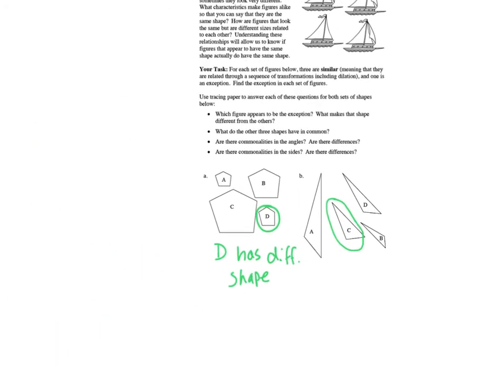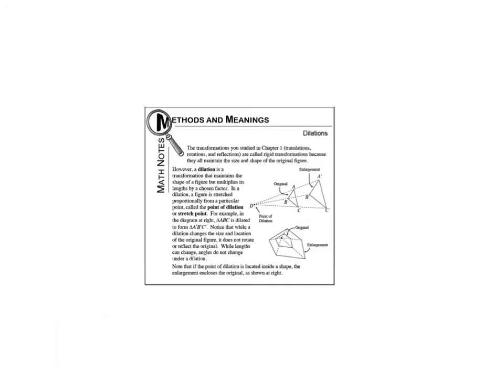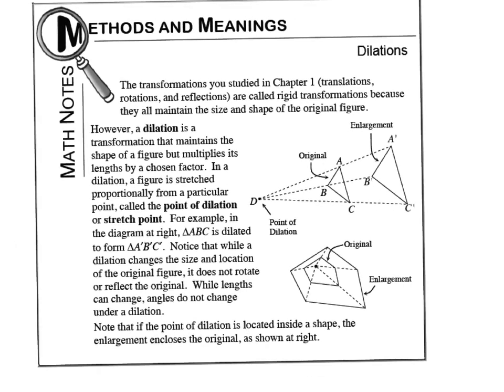And so the big idea that I wanted to get across today was looking at the last thing, the math notes, and this is something that I would recommend writing down. It's just worth highlighting in terms of what was accomplished in today's lesson. It said the transformations that we talked about in chapter 1 were called translations, rotations, and reflections, and those are rigid because they all maintain the size and shape of the original figure, meaning the original figure didn't change any shape or size. However, a dilation is something that transforms but maintains the actual shape of the figure. How we did that was by multiplying the lengths by a chosen factor.